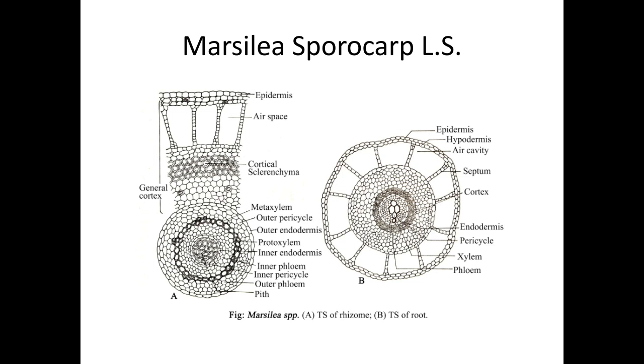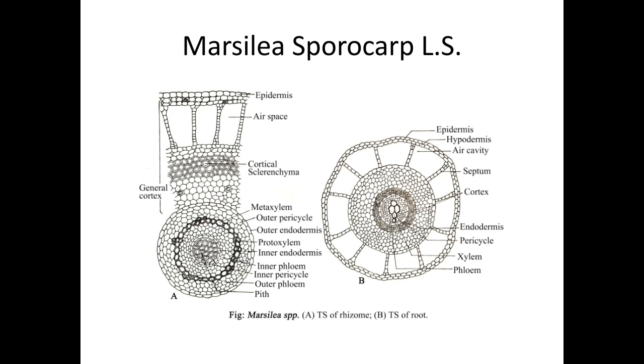Now see within this diagram, the Marsilia rhizome, TS of rhizome. TS of rhizome is divisible into epidermis, cortex, and central cylinder. Epidermis is one cell thick, compactly arranged. Then a many cell thick region.